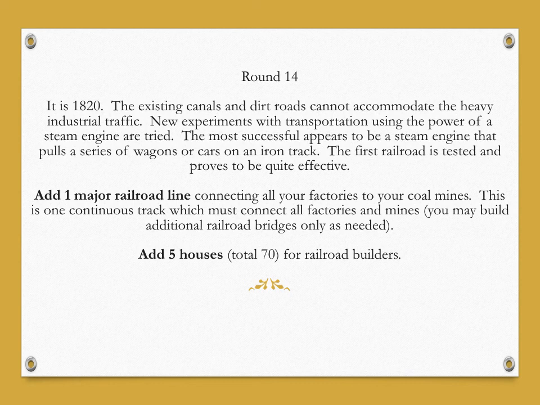Okay? You may build as many railroad bridges as you want, but see if you can get your track to connect. Don't cheat and erase things that don't work. The point of this is to figure out how when urban areas grew, they grew without a plan. So add 1 major railroad line that does its best to connect your factories to your coal mines. Add 5 houses, a total of 70 houses now, for your railroad builders. And pause the video until you're ready to move on.